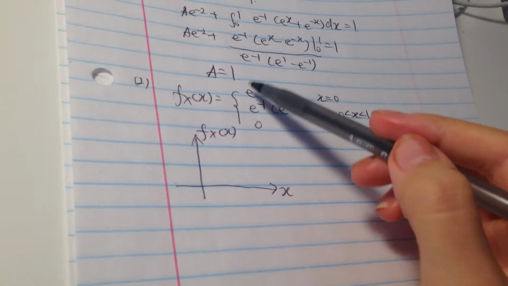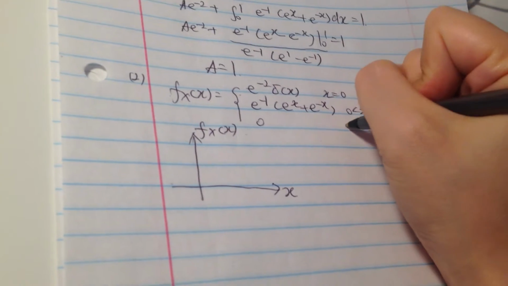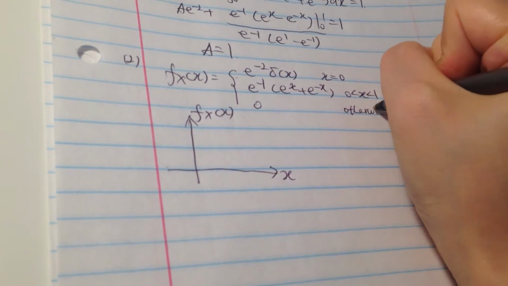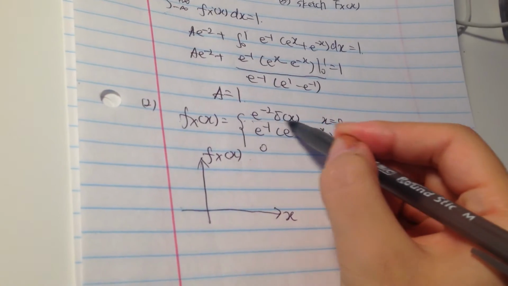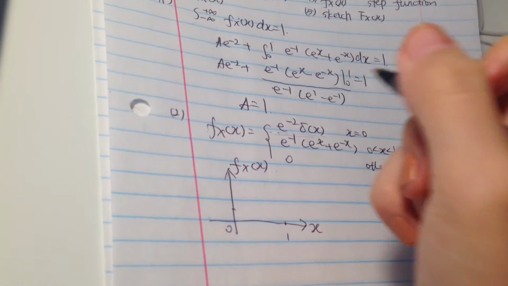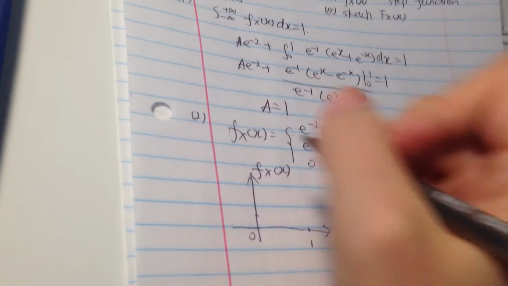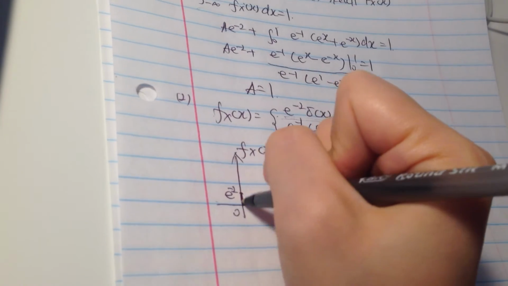The first is this part. The second is this part. Here is otherwise. So this part is 0, here's 1, and this part should be this.